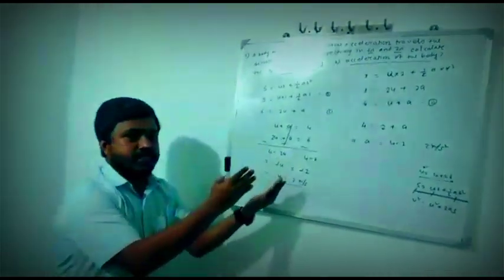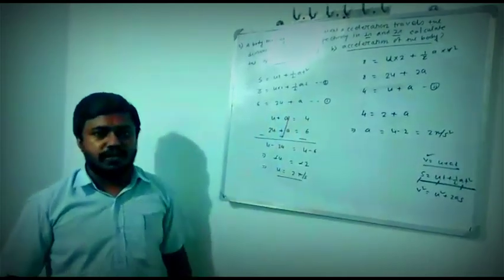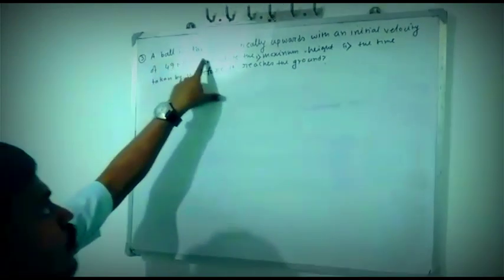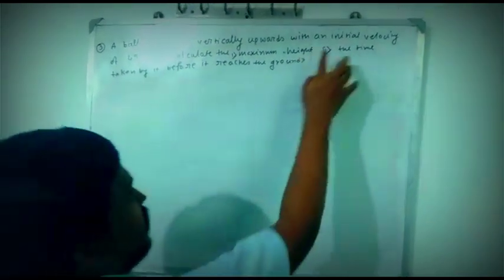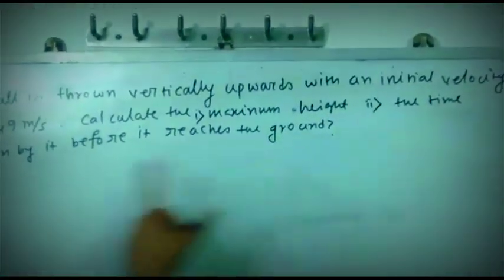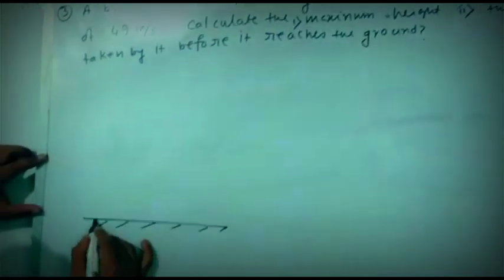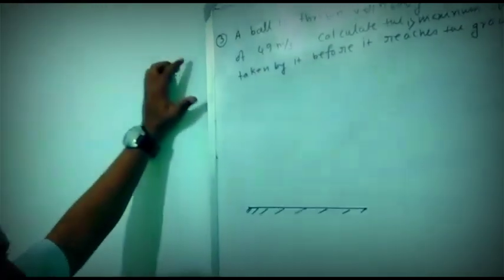It is better you take one snapshot, then I go to the third numerical. Okay, now students, you can solve numerical number 3. It is very important. It is given here, students: a body is thrown vertically upwards with an initial velocity of 49 meters per second. Calculate the maximum height, and the second question, the time taken by it before it reaches the ground. Dear students, we can explain the situation, then after that we can apply the formula, then after that we can solve the numerical.